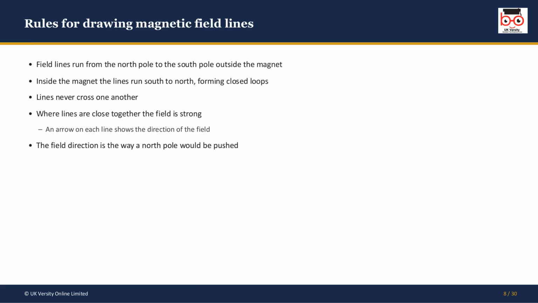There are a few simple rules for drawing magnetic field lines. Outside the magnet, the lines run from the North Pole round to the South Pole, and inside the magnet, they run south to north, forming closed loops. Lines never cross one another, and where they crowd close together, the field is strong. Each line carries an arrow showing the field's direction, and that direction is simply the way a North Pole would be pushed if you placed it there.